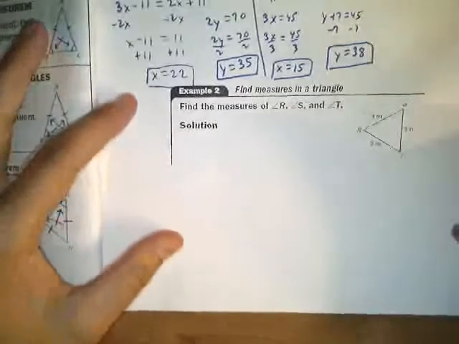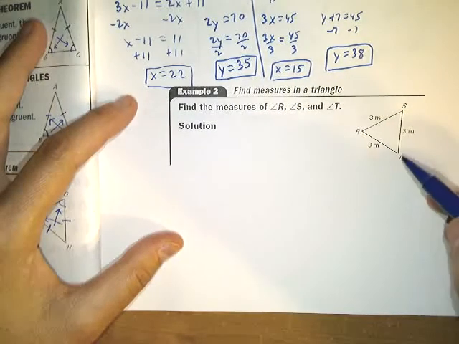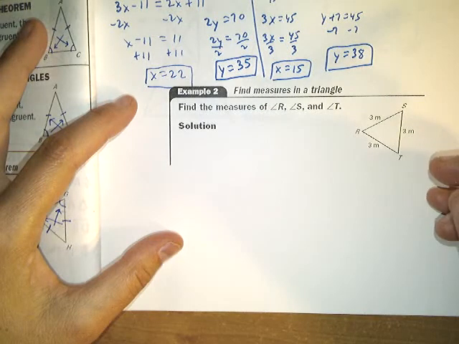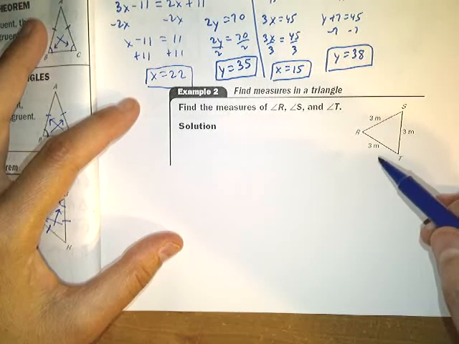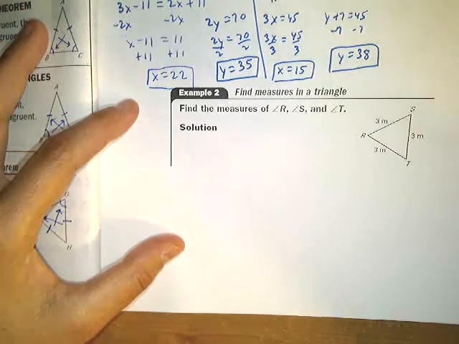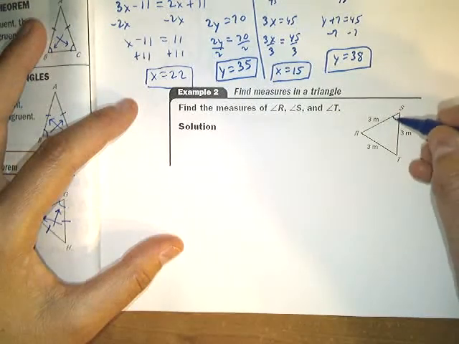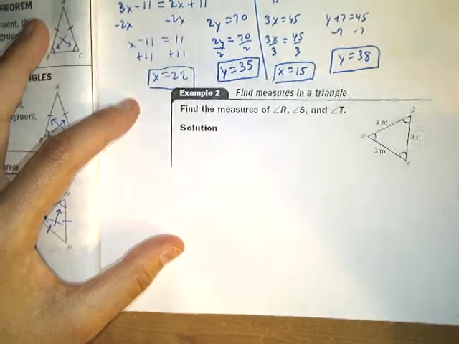On example number 2, we have an equilateral triangle. And when you have all three angles or all three sides that are the same, then you also know that all three angles would also have to be the same. How do we know that?